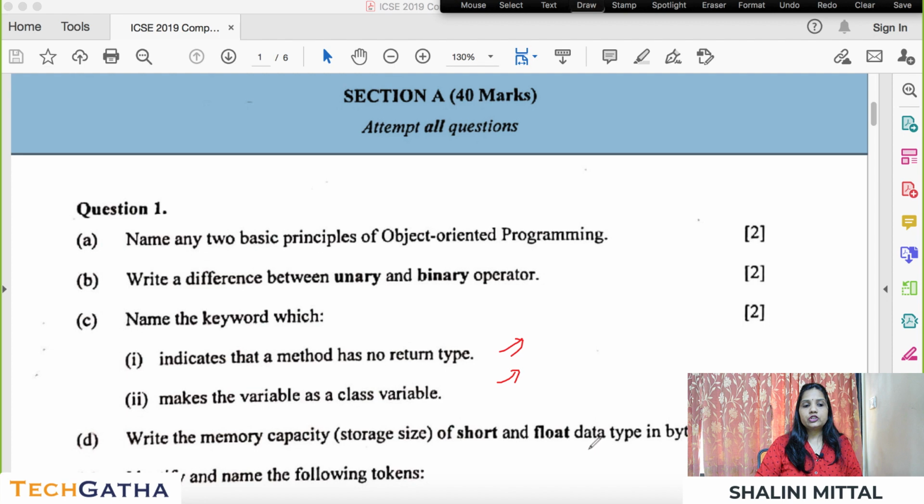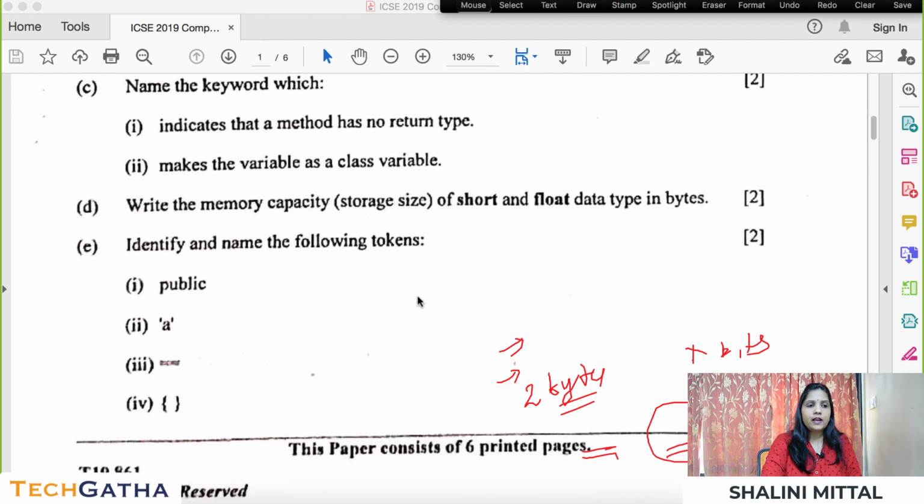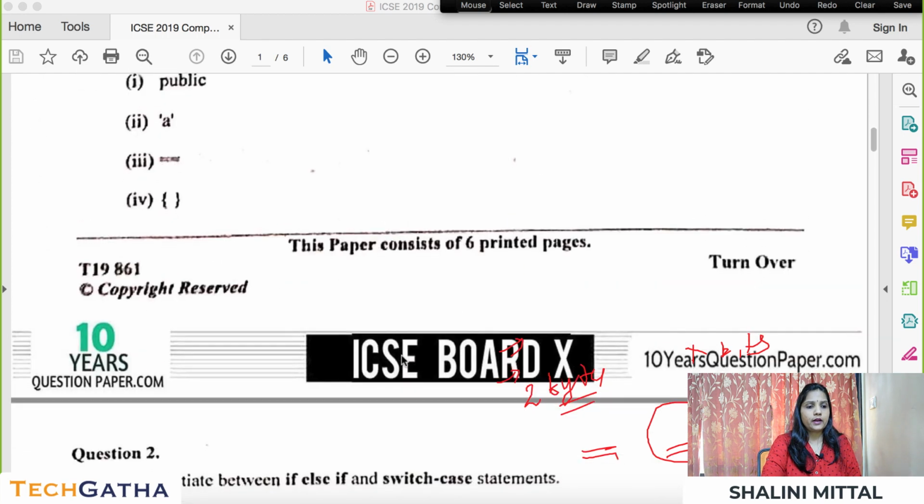Now whenever a question comes like this for memory capacity, when it's asked in bytes specifically, please make sure to write in bytes only. Do not write in bits and always write the unit. So say for example for short, you write 2 bytes. Do not miss the unit while writing the size of any data type. You have to identify and name the tokens. Just please go ahead and do that.